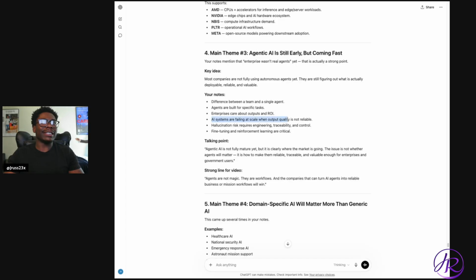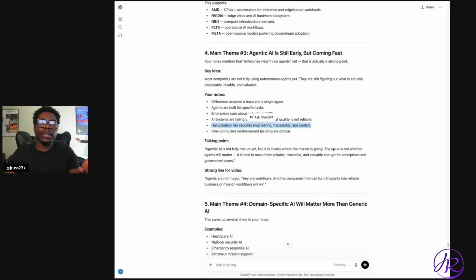AI systems are failing at scale when output quality is not reliable. Yeah, AI agents are here, but they're not always reliable. They do mess up a lot. The quality isn't always there. They have a lot of hallucination risks, and require engineering, traceability, and control. So you still have to be hands-on when it comes to these agents.